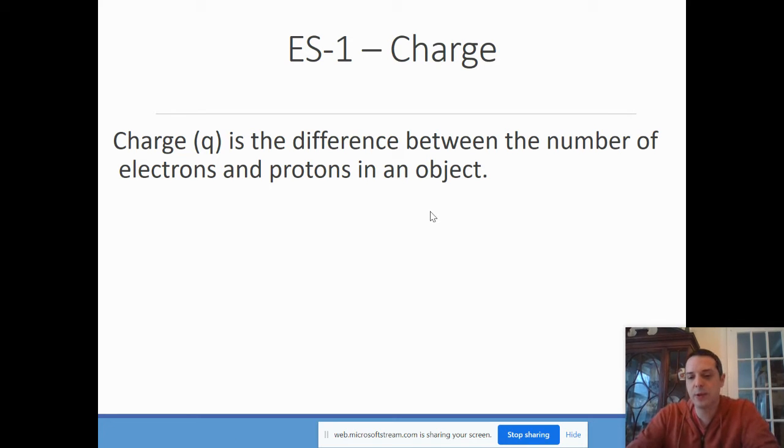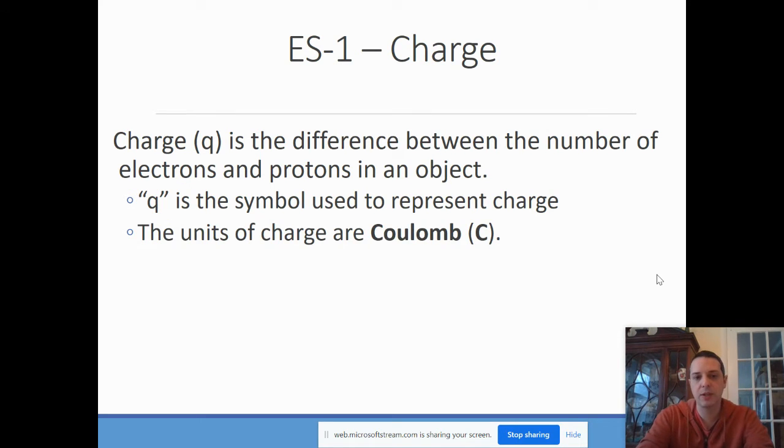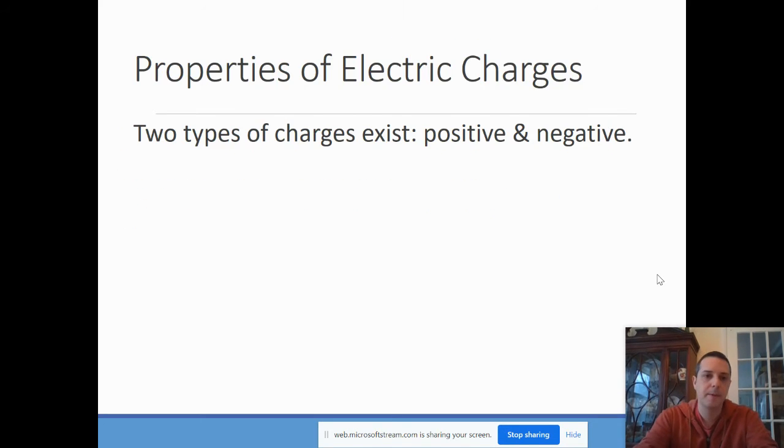So we're going to look again at ES1, charge and charging, and we're going to define what charge is, and that is the difference between the number of electrons and protons found in an object. So every electrical charge that we're going to talk about from here on forward is always going to be based on this idea that charging itself comes from this electron-proton imbalance. In order to quantify charge, we're going to use the symbol lowercase q to represent charge. Charge is going to be measured in a unit called coulombs, and we're going to use the capital C as the symbol for coulombs.